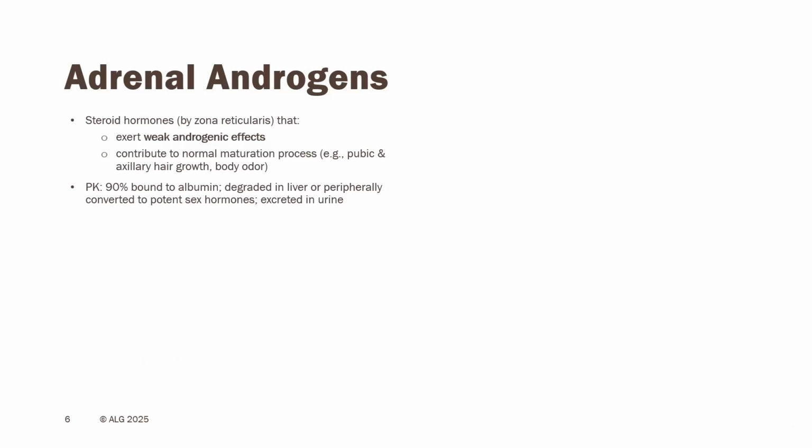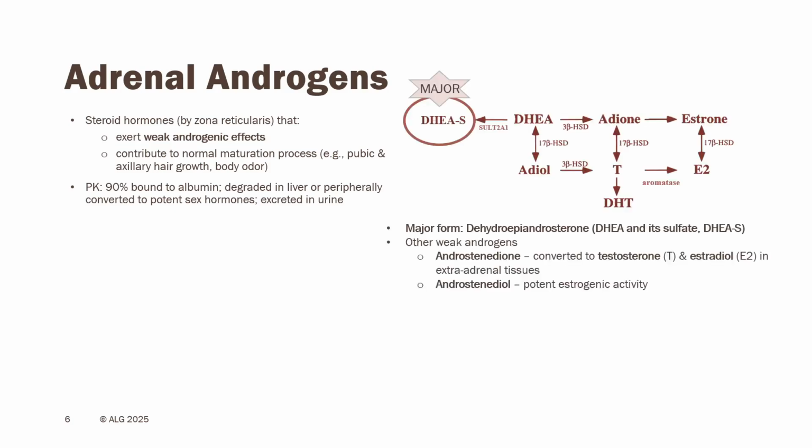Adrenal androgens are steroid hormones with weak androgenic effects. Its primary role is to initiate and contribute to the development of pubic and axillary hair. As mentioned earlier, DHEA is the major form of adrenal androgens and is converted into other weak androgens such as androstenedione and androstenediol. Androstenedione is then converted to testosterone in the peripheral tissues.